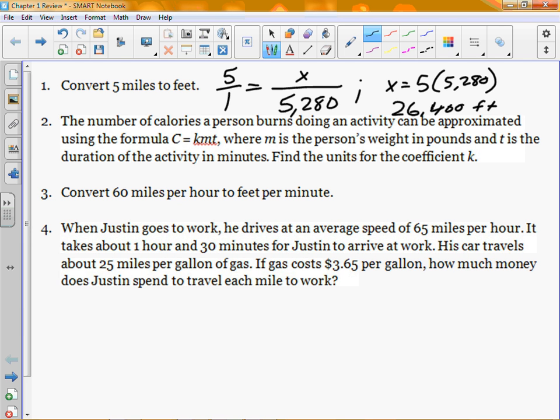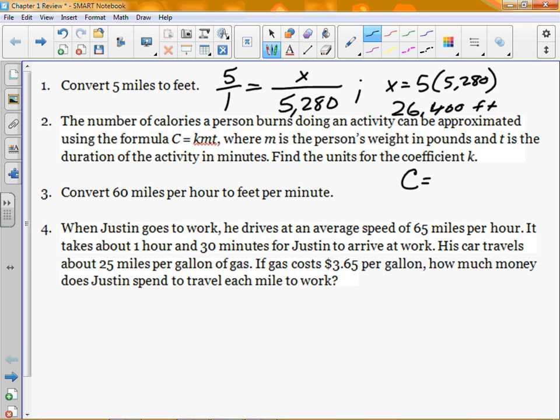The number of calories a person burns during an activity can be approximated by C equals KMT, where M is the person's weight in pounds, and T is the duration of the activity in minutes. Find the units for the coefficient K. Find the units. Are they just asking us to solve that problem for K? Yeah, I think it is too.